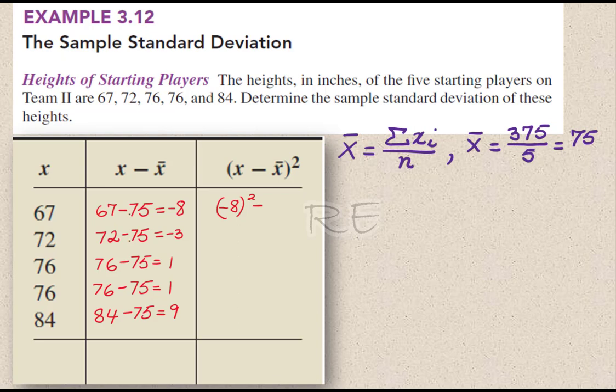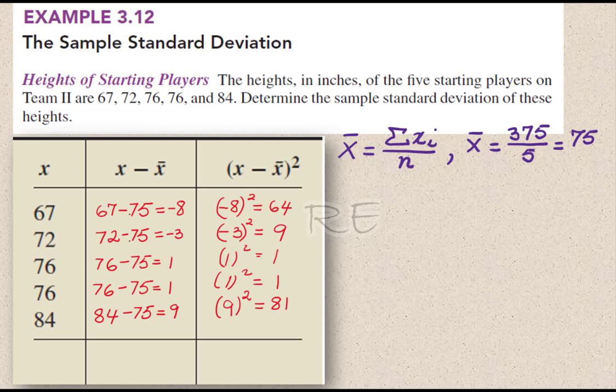-8 squared, 64. -8 times -8. -3 squared, +9. 1 squared, well, it's just 1. 1 squared is 1. And 84 minus 75, 9. 9 squared is 81.